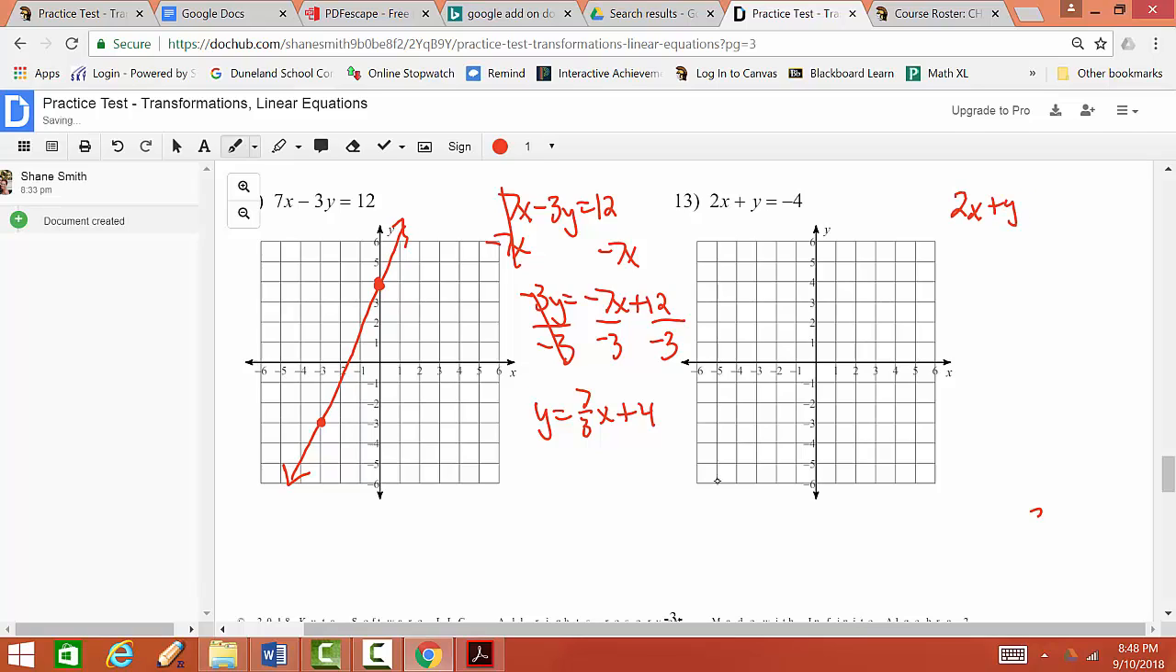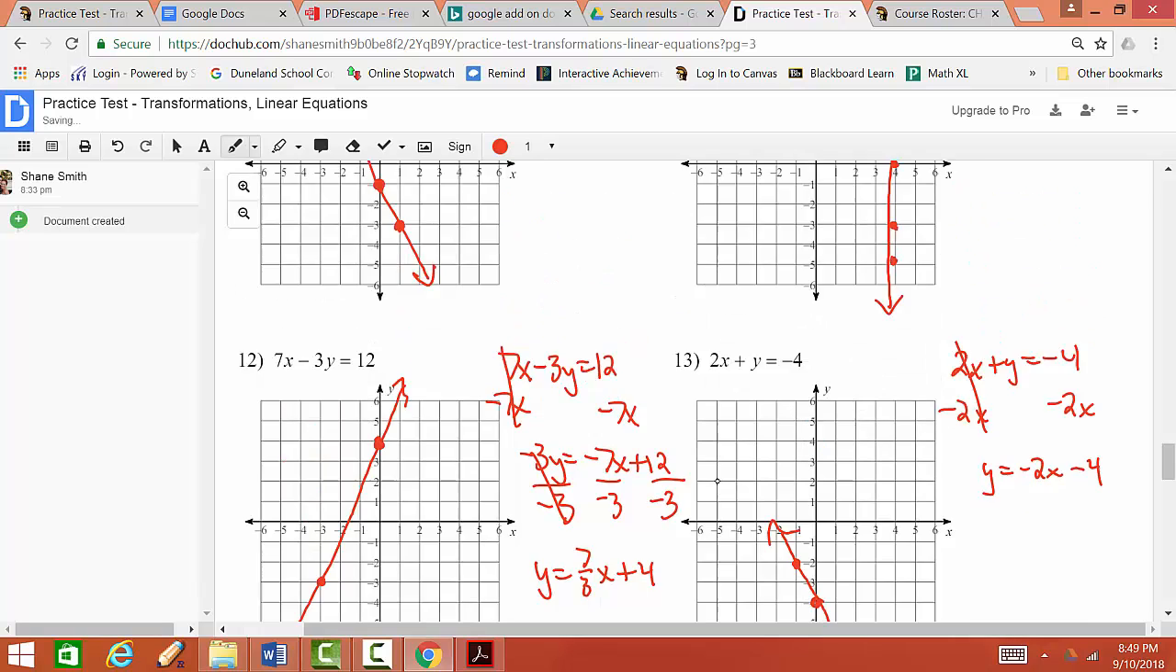This one is very similar. 2x plus y equals negative 4. So we're going to subtract 2x from both sides. So y equals negative 2x minus 4. So negative 4 is the intercept, then down 2 over 1 and up 2 over 1, because that's the slope.